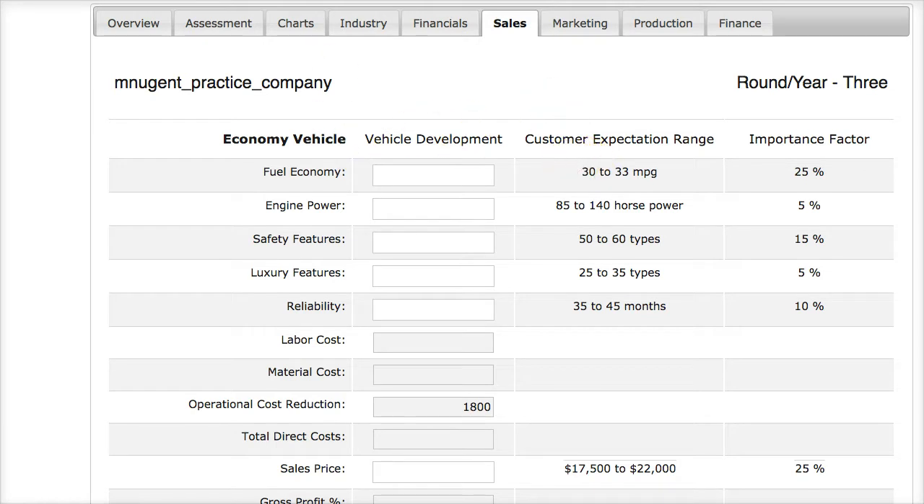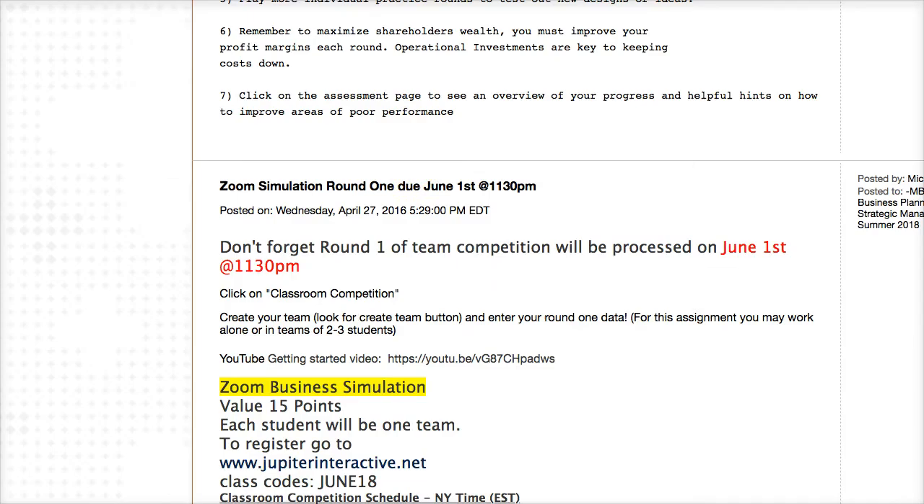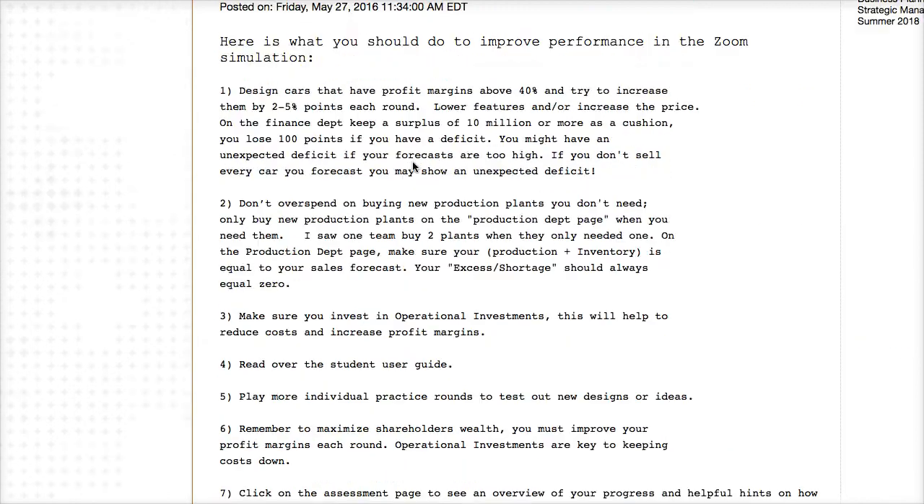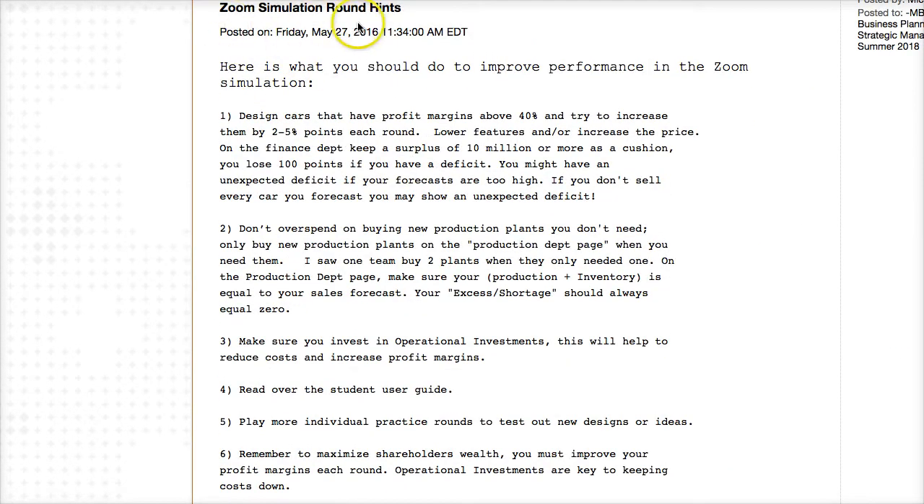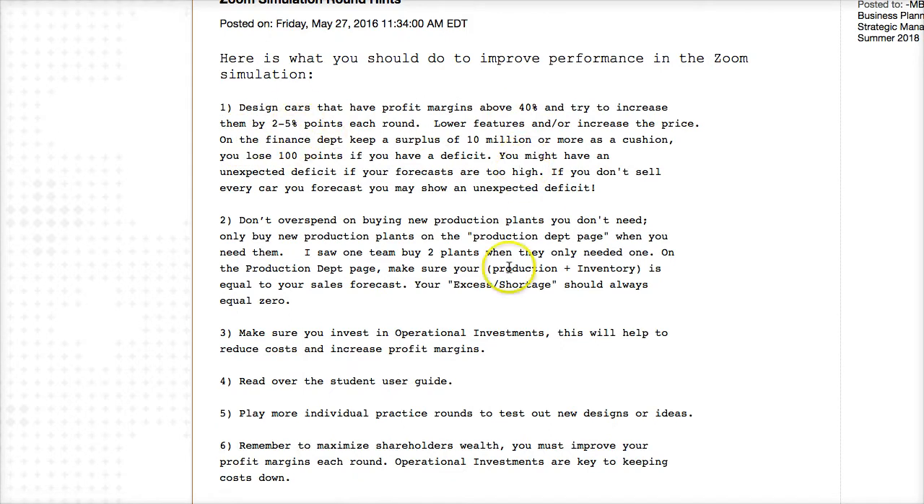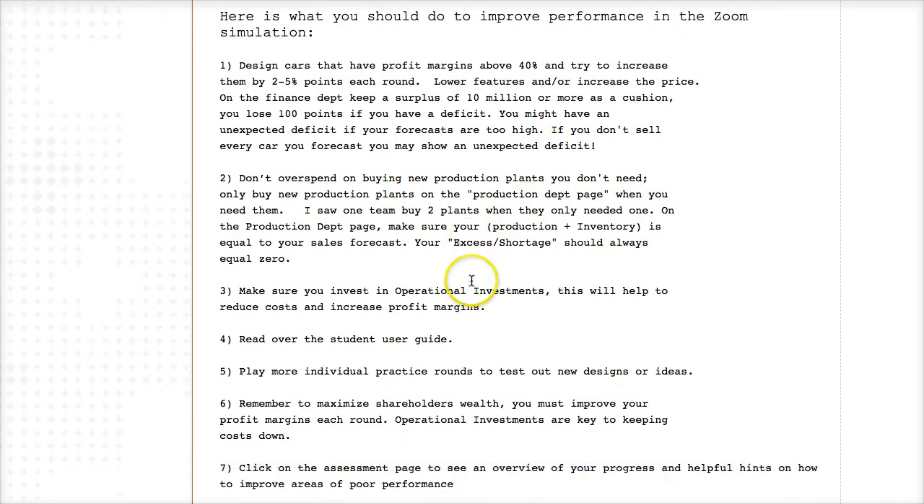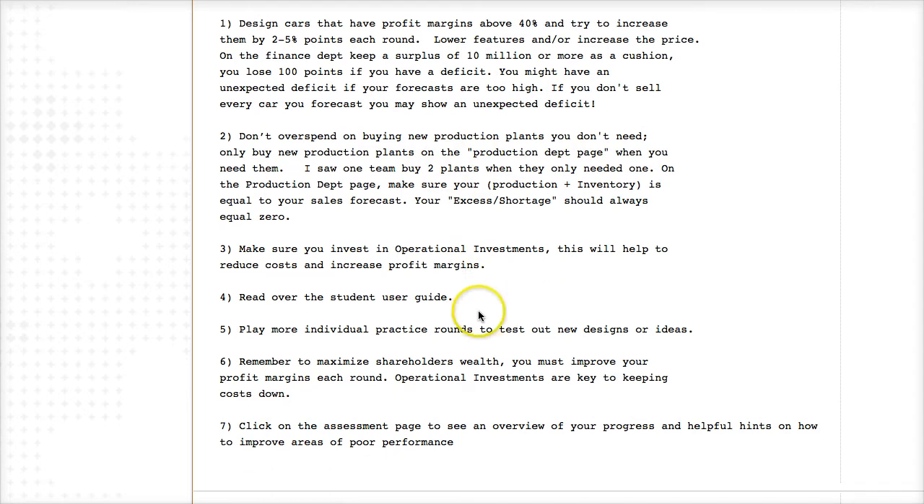And also if we go back to the announcements, I have an announcement here of Zoom simulation round hints, how to increase your score. So here I say, when you design the cars, make sure that you're above the 40% profit margin. You're increasing your profit margins 2 to 5% every round. You're not overspending on production plants. You're not buying production plants you don't need. You're not having a low capacity utilization. You're investing in operational investments to increase your profit margins.